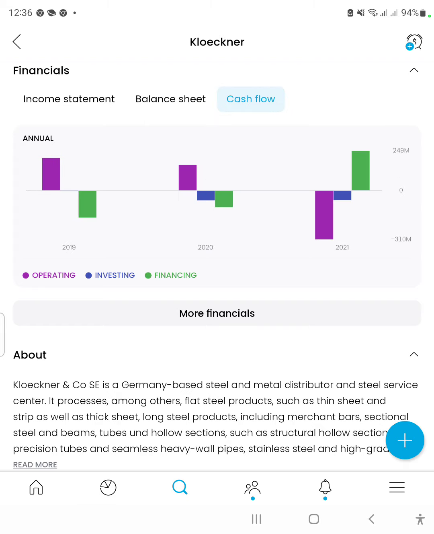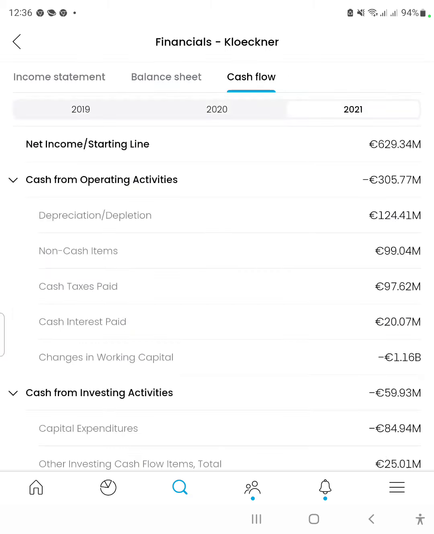Lastly, we're going to check the cash flow statement, which shows how a company manages its cash flow, as well as how it manages its liabilities. The starting line for the cash flow statement is the net income for the last financial year. So that was 629 million euros, and the company lost 305 million euros from operating activity. Let's see where it lost most of that money. Changes in working capital constituted 1.16 billion euros of loss.